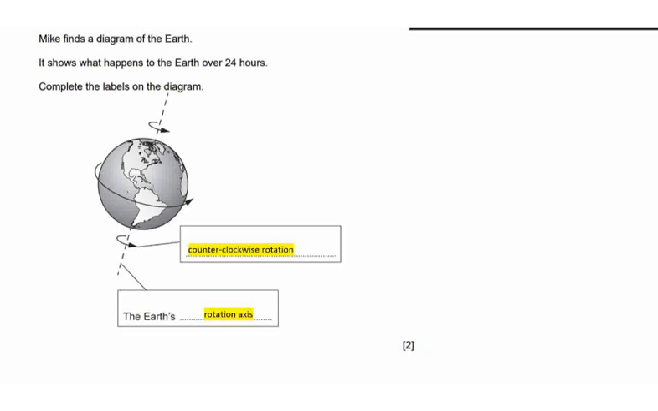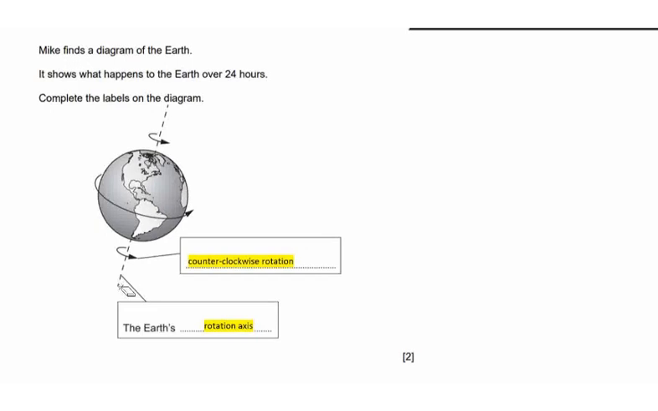Well, the answer to this is it is counterclockwise rotation, this arrow, and this one will be the Earth's rotation axis. So this is all for today's quiz about the Earth and its beyond.